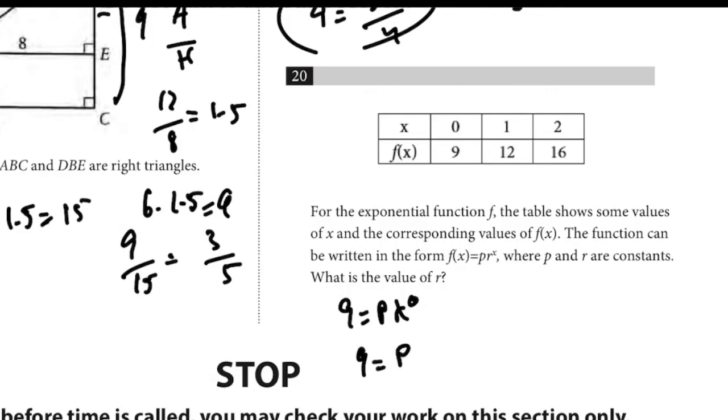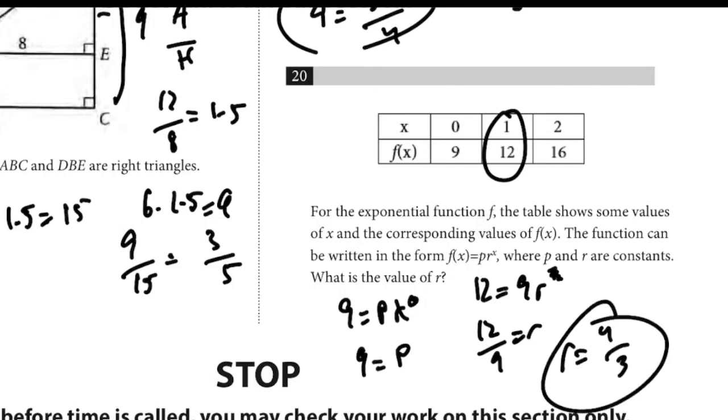So now we found what p is. p is equal to 9. So I'm going to move on to this right here. I'm going to use that. So when x is equal to 1, f of x is equal to 12. So we have 12 equals 9 times r to the 1, because we found that p is equal to 9, right? Anything to the power of 1 is itself. So we can forget about that. So 12 equals 9r. Solving for r, we're going to get 12 over 9 equals r. Simplifying that, r is equal to 4 over 3, and that is the answer.